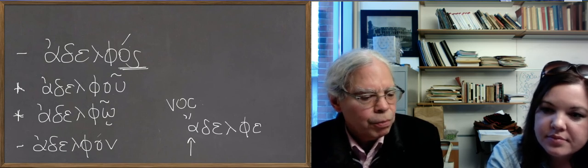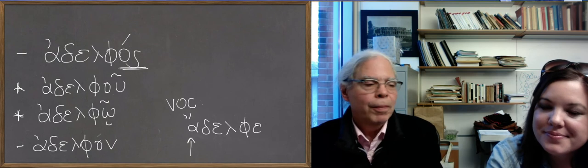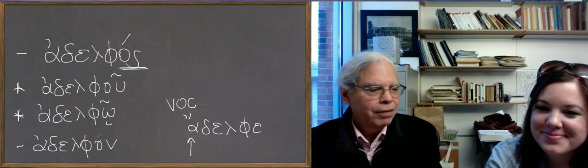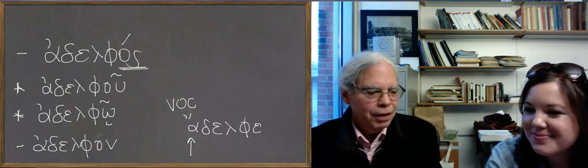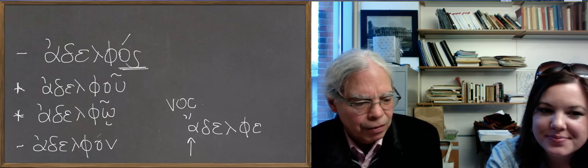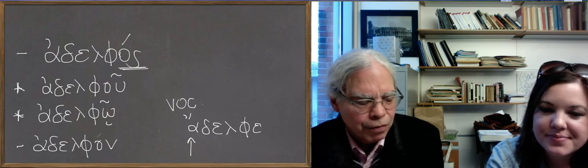All right, so this is the word for brother. We have this word in English in Philadelphia, which is the city of brotherly love. The phil part is the love part. The adelphos is the brother. Anyway, this is the living word for brother in Greek.